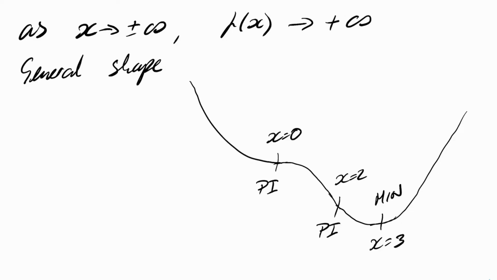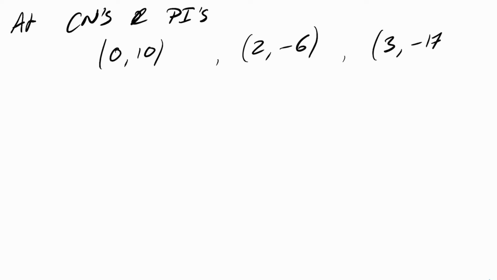And in order to make a more accurate sketch, we just need to add a few points in. So typical examples of where to do this are the origin and the critical numbers and the points of inflection. So these help anchor our graph, if you like. We know that at x equals 0, the function takes the value 10. At x equals 2, it takes the value minus 6. And at x equals 3, it takes the value minus 17.